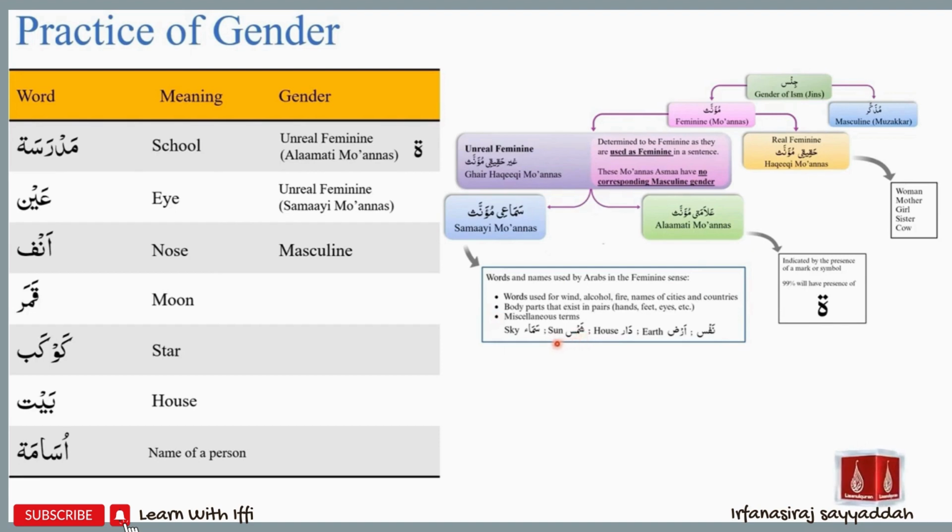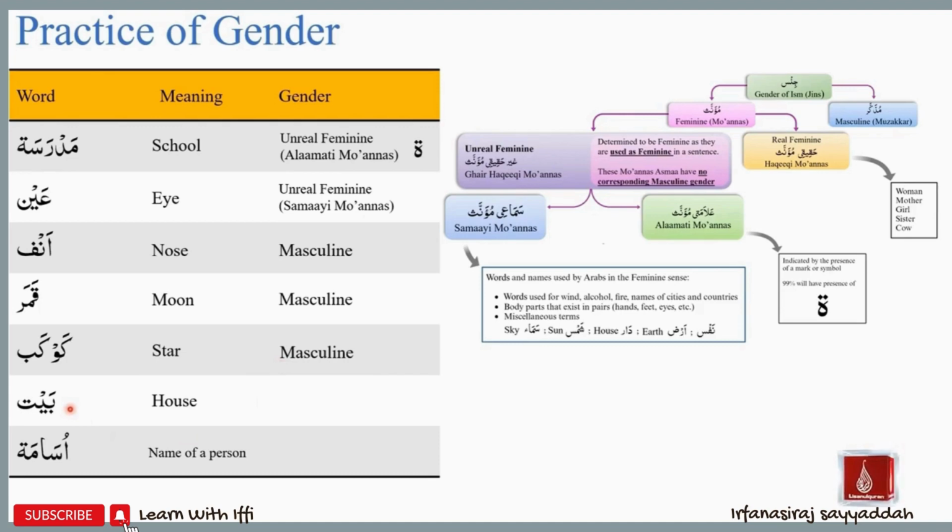Shams is there, which means sun, but not qamar. So because qamar does not fit into any criteria for muannas that we know of, we will conclude that qamar will be used as masculine. Similar to qamar, Kaukab, which means star, also does not fit into any of the muannas categories. So Kaukab will also be used as masculine.